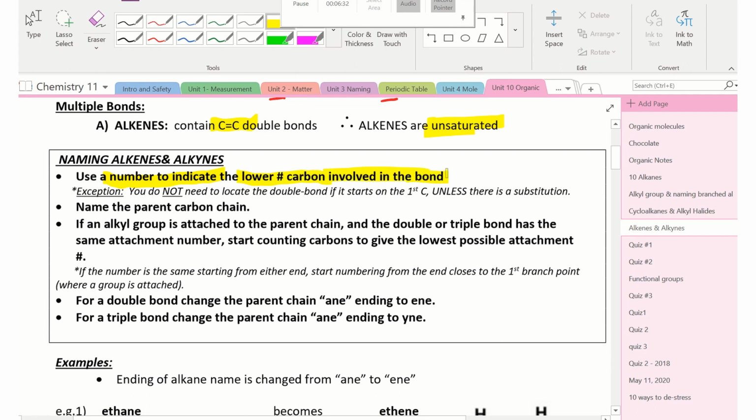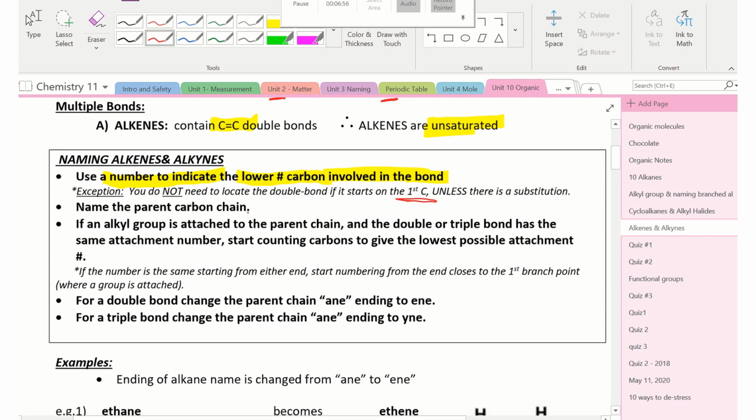So you want to name where the double bond or the triple bond is. We'll go over that. But there's an exception: you do not need to locate the double bond if it starts on the first carbon, unless there's a substitution. That means there's a side chain. Again, we'll go over that in a set.